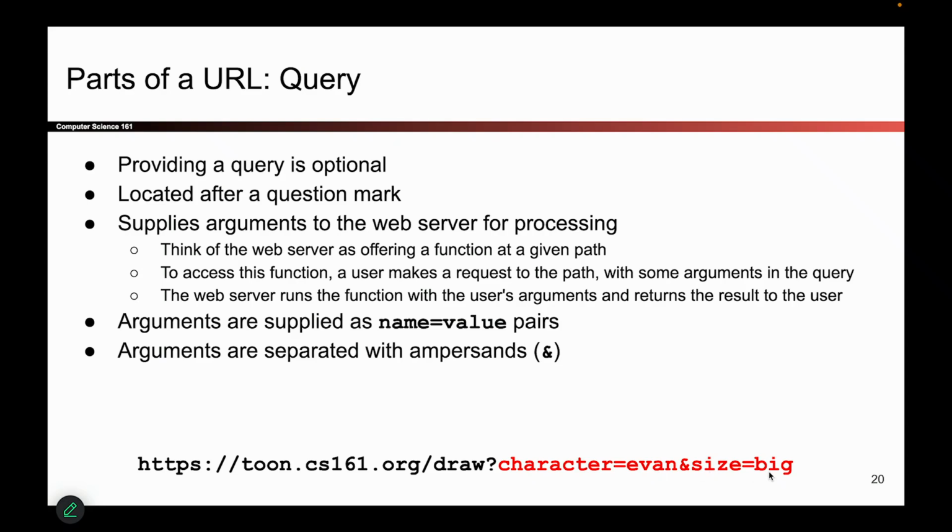One way to think about this is you can think of the web server as offering a function for everyone to call. So the web server has implemented some function called draw. It takes in 2 arguments, and it tells everyone, if you want to call my draw function, then access the URL called draw and pass in some arguments using the query. So you can kind of think of these like arguments you're passing to the server so that the server can run the desired function for you. Now again, servers don't have to do that exactly, but it's a useful way to think about queries if you're seeing them for the first time.